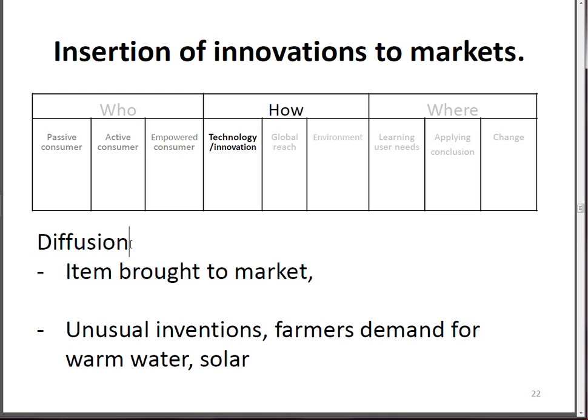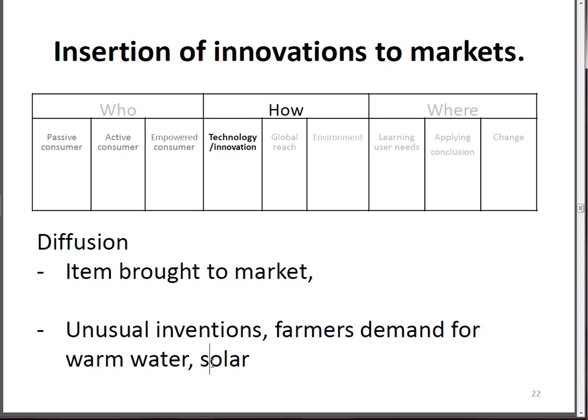Now, what you will find with the question of how, technology and innovation, is that some inventions are unusual inventions that from a bottom-up approach you can figure out how to do, but a top-down approach perhaps will not realize how to do so. For example, farmers had demand for warm water. So the farmers themselves, in this example here, knew that they needed warmer water, and that's why they took a solar initiative. So this was a bottom-up example of users locating the problems, because it may be difficult for government to locate the problem, the issues.